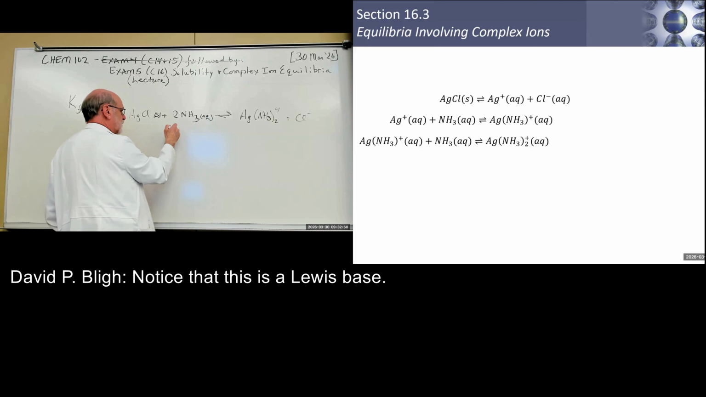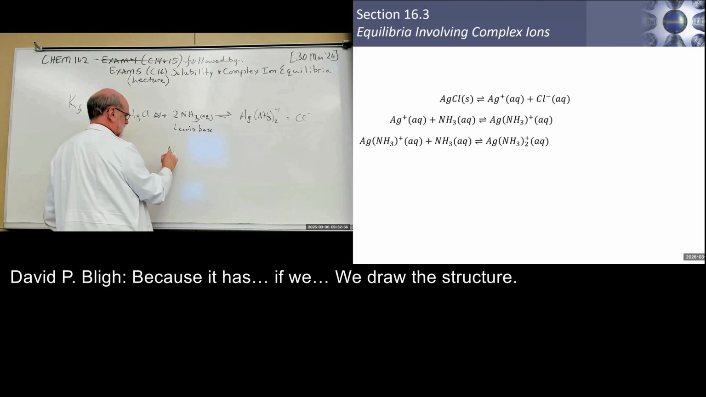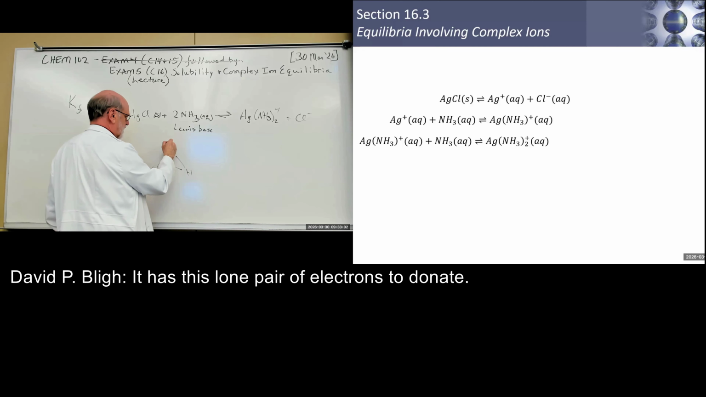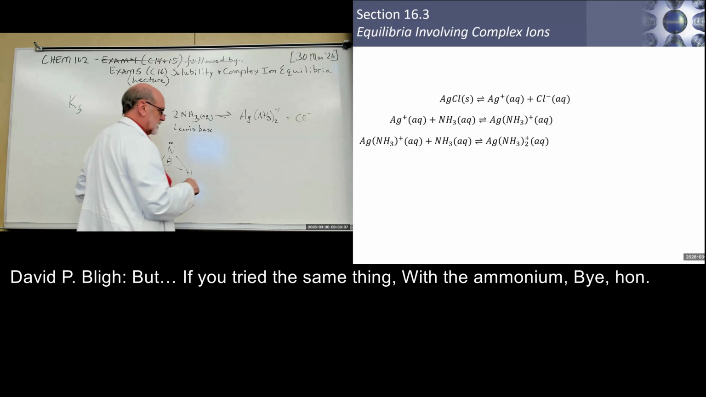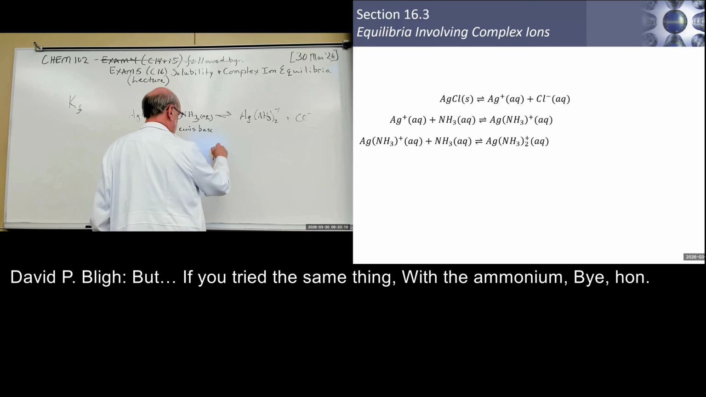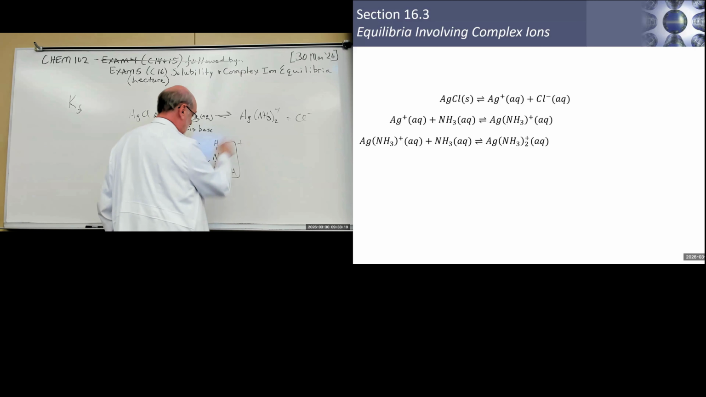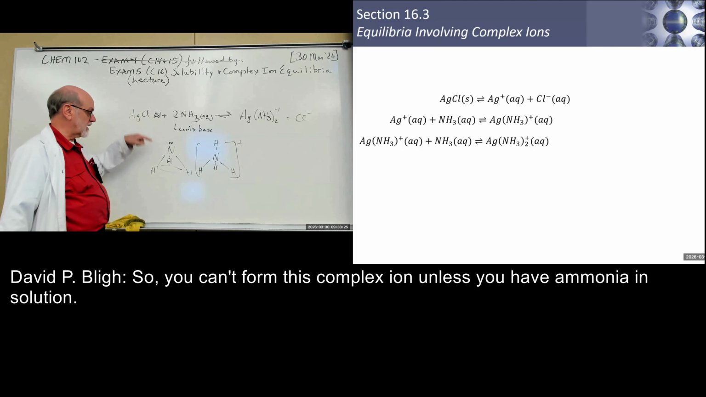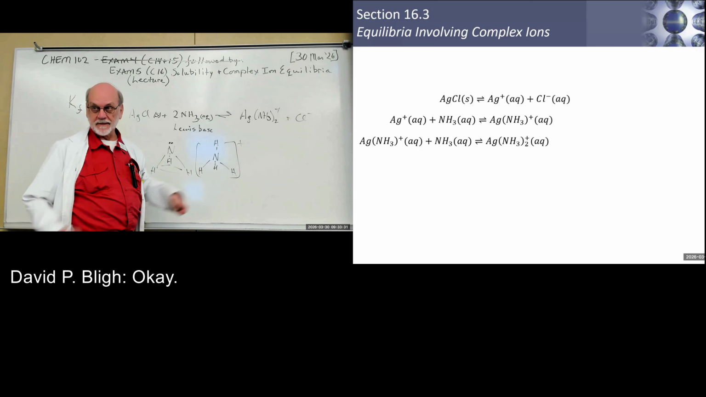Notice that this is a Lewis base because if we draw the structure, it has this lone pair of electrons to donate. But if you tried the same thing with the ammonium ion, right, there are no lone pairs to donate. So you can't form this complex ion unless you have ammonia in solution. It's got to be ammonia, not ammonium. Okay.